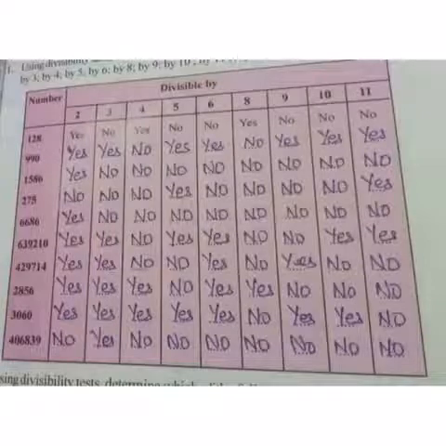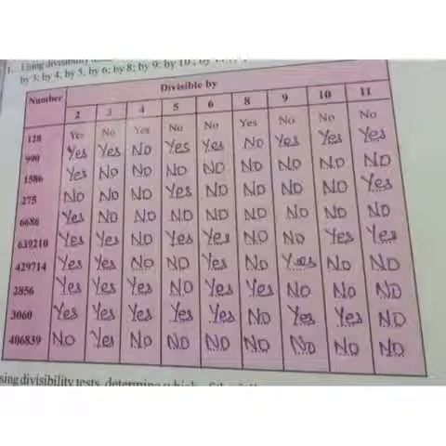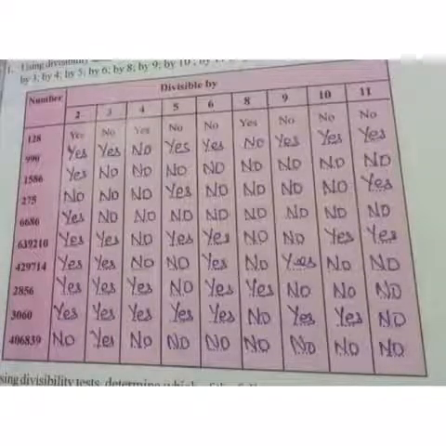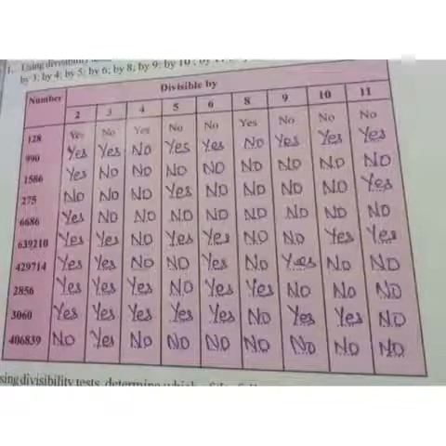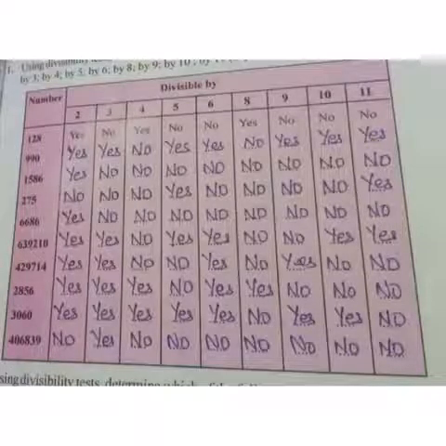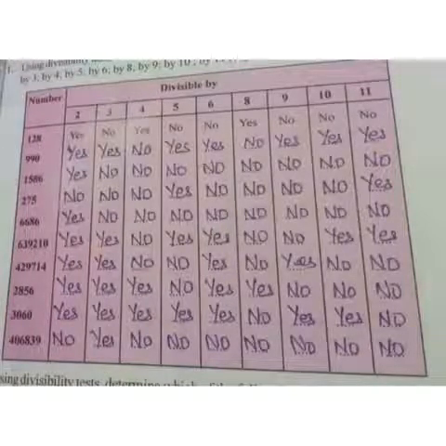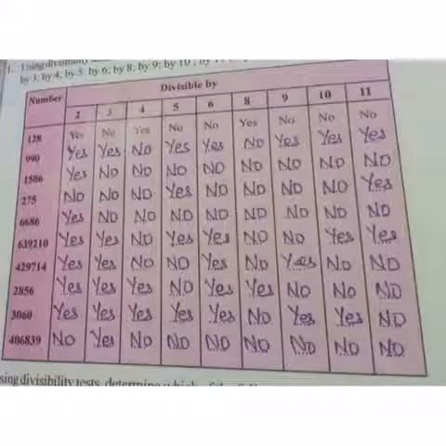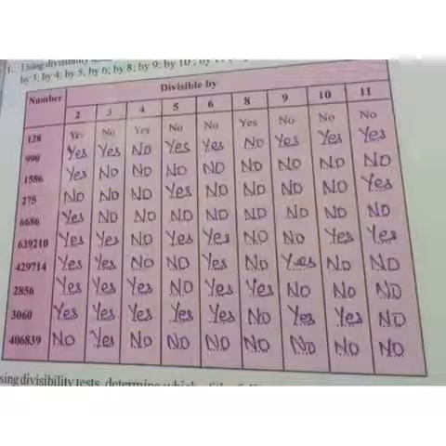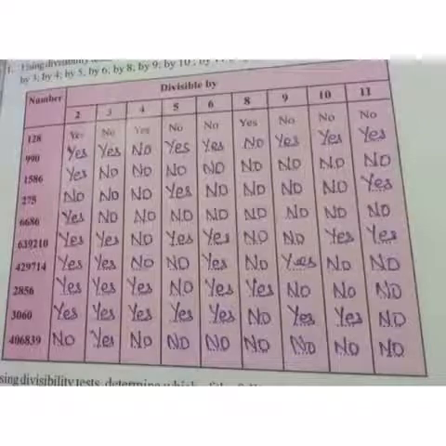Why 10? Because 0 is at ones place. Children, then why 11? The sum of odds is 6 plus 9 plus 1, that is 16, and the sum of evens is 3 plus 2 plus 0, that is 5. So 16 minus 5 is 11. So this number passes the divisibility of 11.